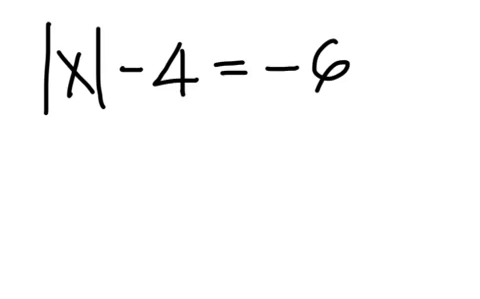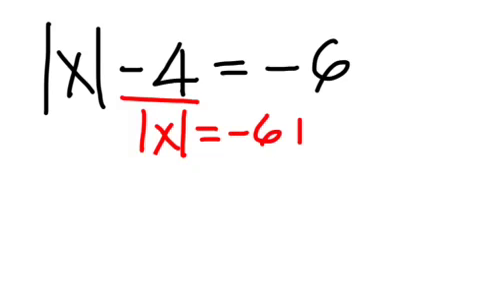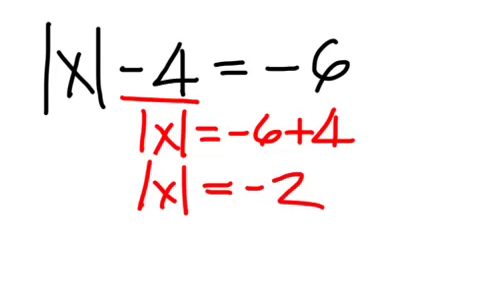You're going to have to move this minus 4 to the right to come up with a plus 4. And when you do that, you get a negative 2 on the right. The answer to this is the empty set. No absolute value can come out to be negative.